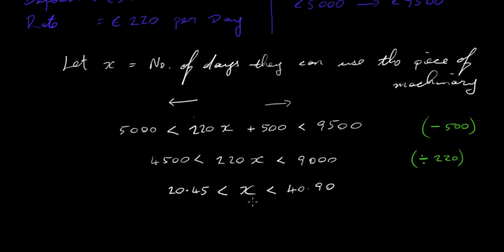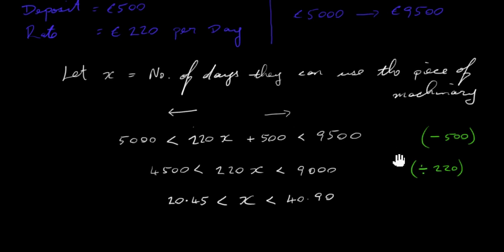So what is x? Well, x is the number of days that we can hire this piece of equipment that will allow us to spend somewhere between 5,000 and 9,500 euros. So we can hire this piece of equipment for a number of days that has to be bigger than 20.45, and we'll just round it to the nearest day, so that's 21 days, up to, and we can hire it up to 40.9, but it has to be less than 40.9, so we'll say 40 days. So we can hire this piece of equipment within our budget of 5,000 to 9,500 euros for somewhere between 21 days and 40 days, from 21 days up to 40 days.